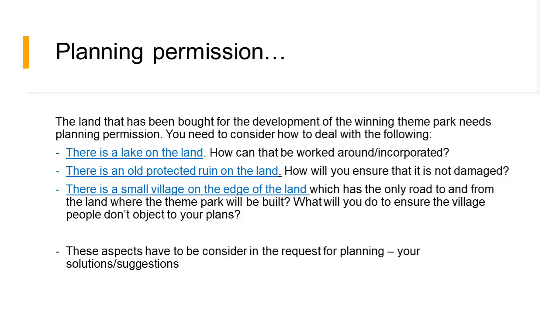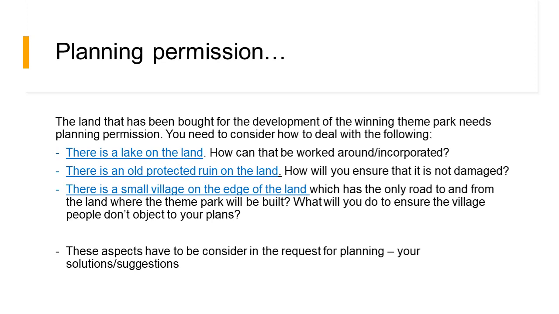Okay, so planning permission. The land that has been bought for the development of the Wenning theme park needs planning permission. You need to consider how to deal with the following. There is a lake on the land. How can that be worked around or incorporated? There is an old protected ruin on the land. How will you ensure it's not damaged?